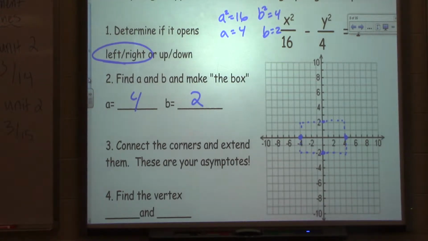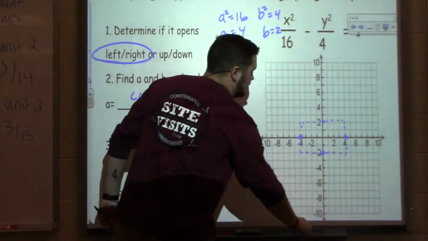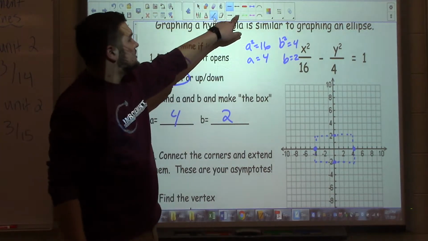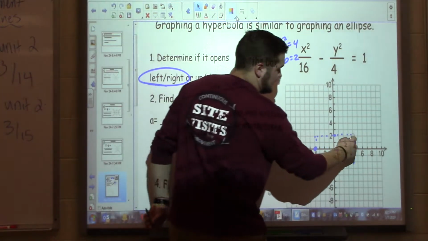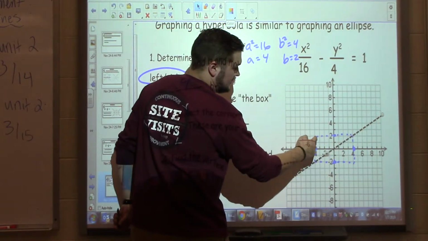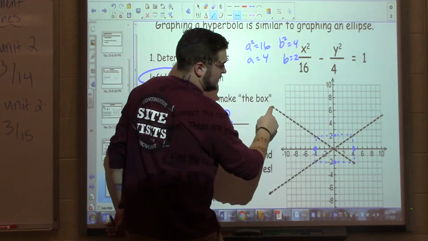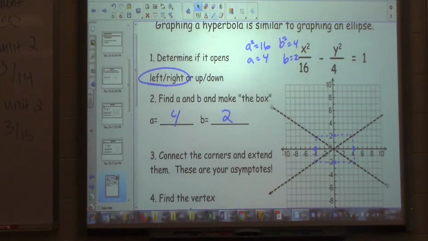Now you should use a straight edge for this. Just like we should use a straight edge to draw all of our lines, right? So we're connecting the corners, extending them. What's going to happen here? Alright, so I'm going to draw asymptotes as diagonals through the corners. They will go all the way through my graph. Alright, so through the corners, I would take a straight edge. Draw right through. It's like diagonals, but extended all the way through your graph. Those are what we call asymptotes.